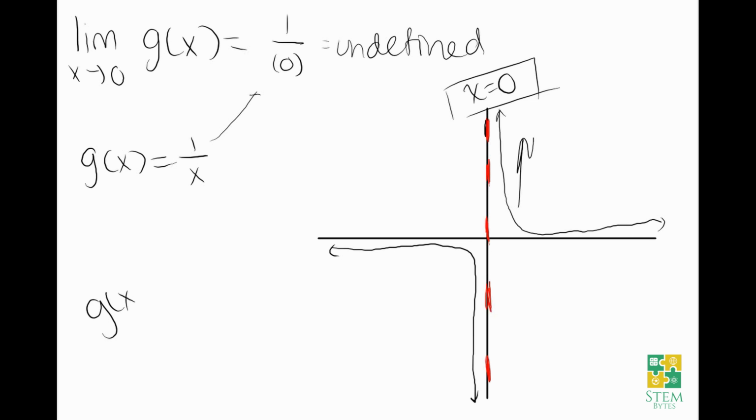g of x is continuous at all x, which is real, except x equals 0. So x cannot equal 0 for g of x. That is why we were not able to take the limit. But what about if we wanted to take a one-sided limit?